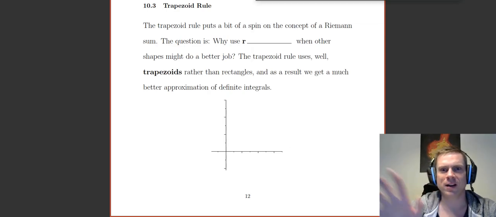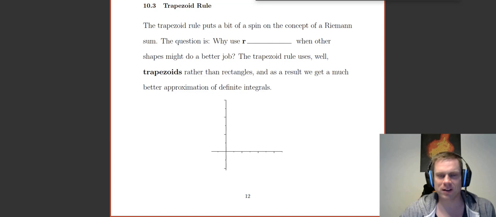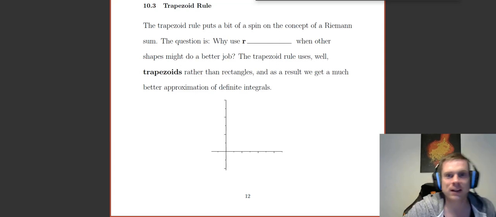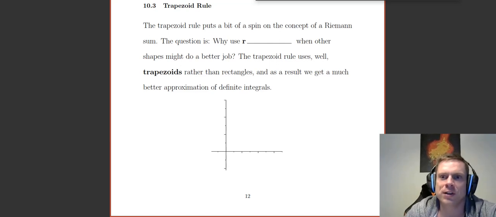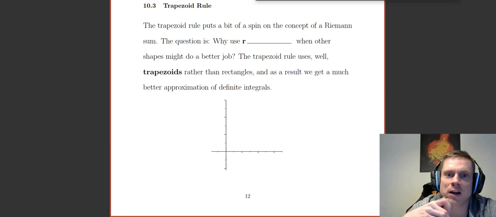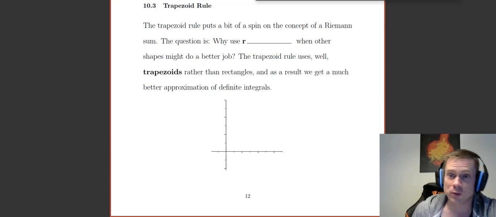Hello, everybody. Welcome to my second session here of the lectures for Math 2130 as we try to work through the last little bit of the material before our global interruption, I suppose. We're going to be covering our next technique for numerical integration today, which is a method called the trapezoid rule.